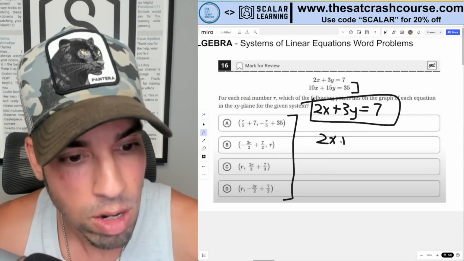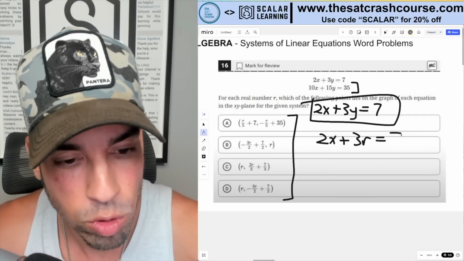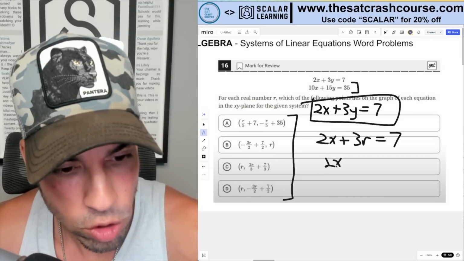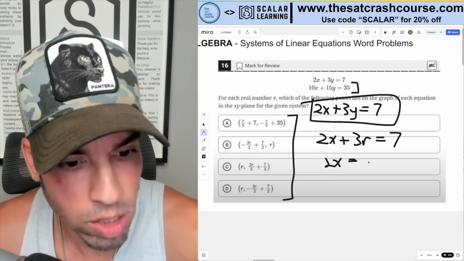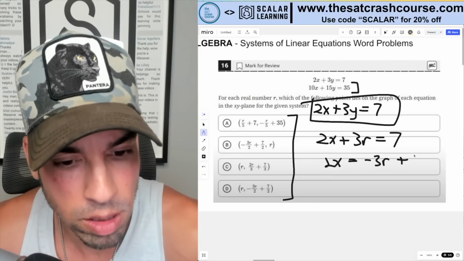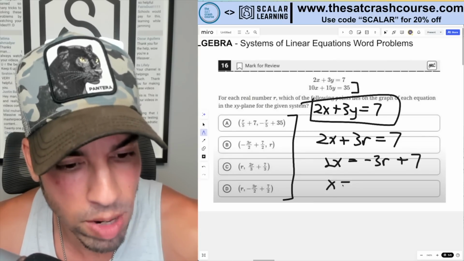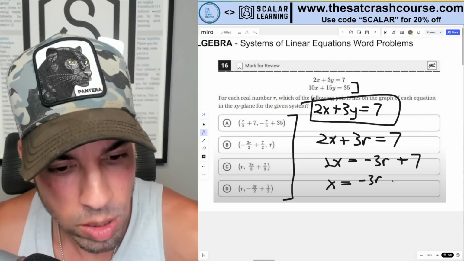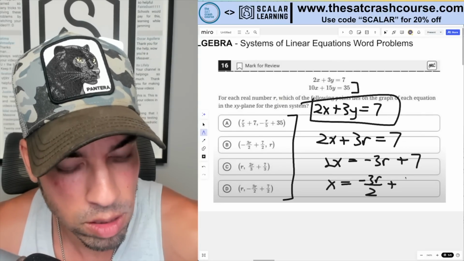So we got 2x plus 3r is equal to 7. Now we're going to isolate x. We're going to subtract 3r from both sides. So now we got negative 3r plus 7 equals 2x. Last but not least, we're going to divide by 2. And we have negative 3r over 2 plus 7 over 2.